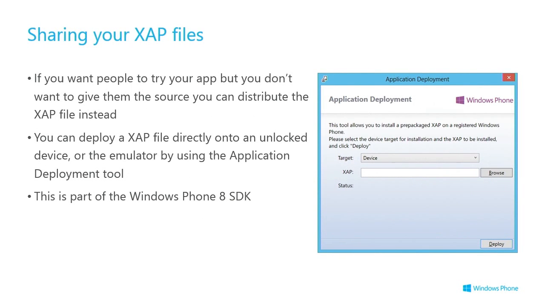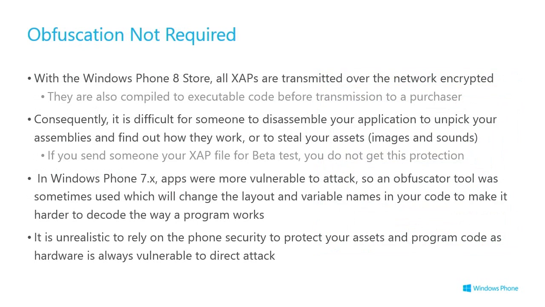You can share your XAP files. I showed you this when I installed the Windows Phone Toolkit sample application. You can get your XAP file and send it to other developers saying, hey, can you try this out, please? So that can be installed directly onto a developer unlocked device or onto an emulator by using this application deployment tool, which you get as part of the Windows Phone 8 SDK. So that's a good way of getting people to try it out and give you some feedback.